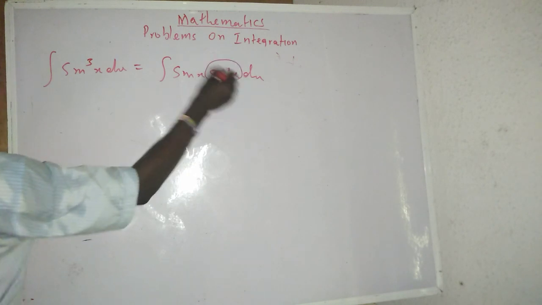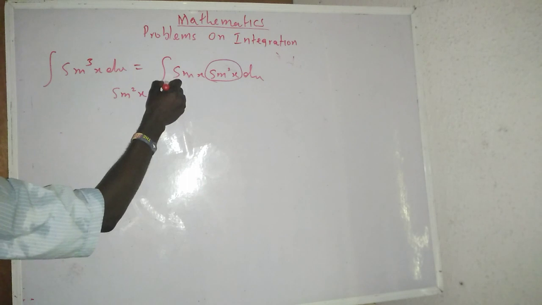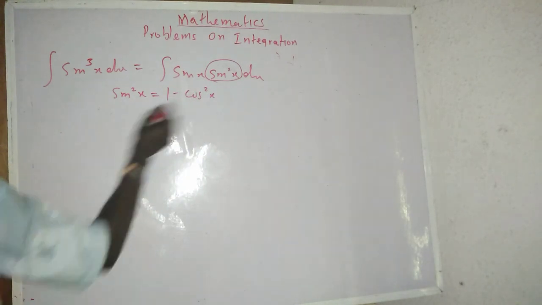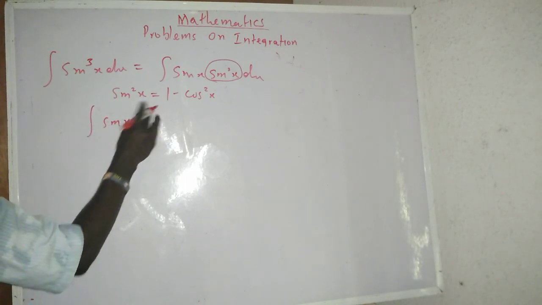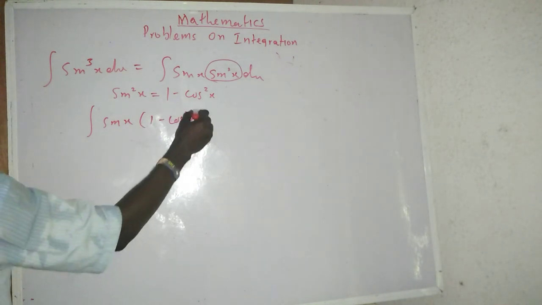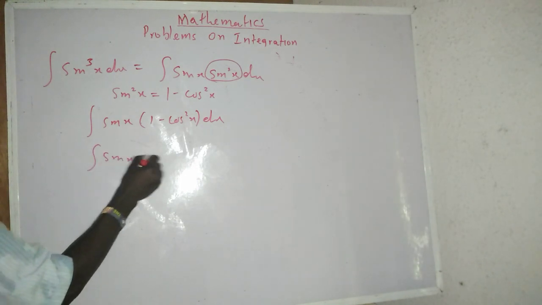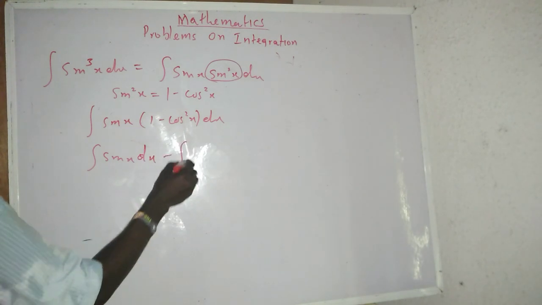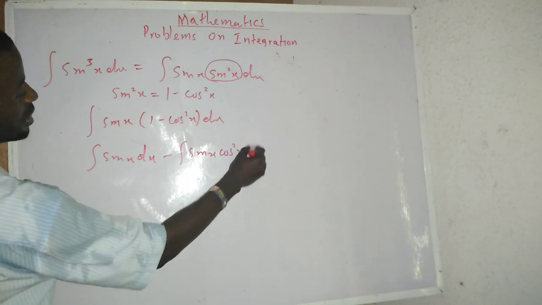Now, since sine squared x equals 1 minus cos squared x, I can write the integral of sine x times the bracket of 1 minus cos squared x dx. Now I can write that as the integral of sine x dx minus the integral of sine x cos squared x dx.